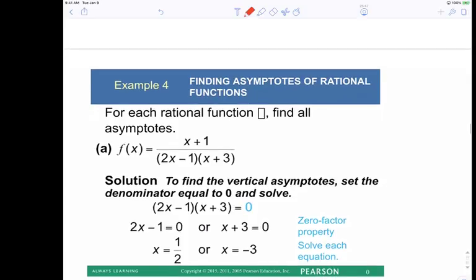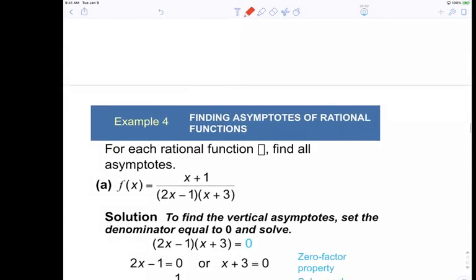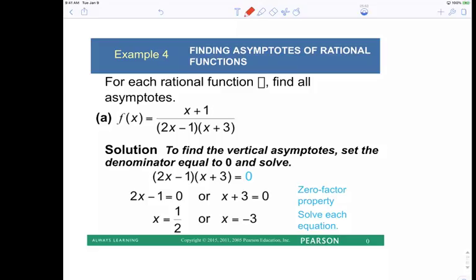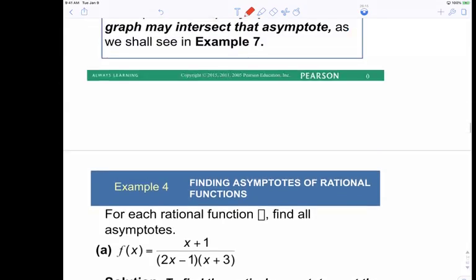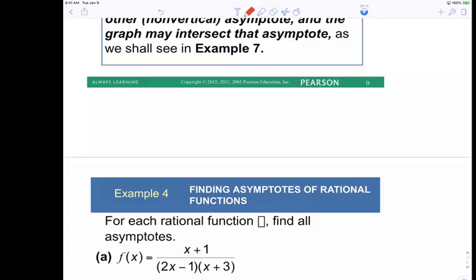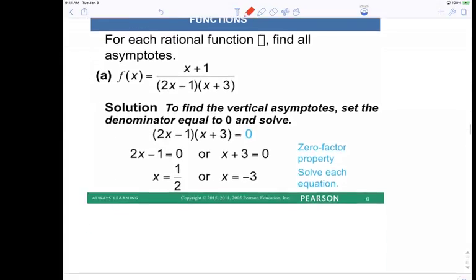What's the degree of the numerator here? It's 1. What's the degree of the denominator? If you were to FOIL this out, what degree would the denominator have? 2, right? So the degree of the numerator is smaller than the degree of the denominator. Based on what we said before, what should happen? It should be y equals 0. Should be the horizontal asymptote.